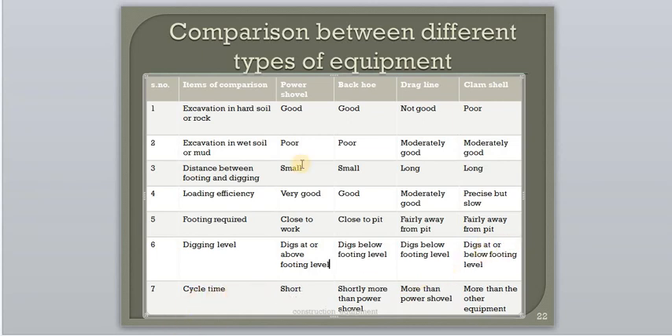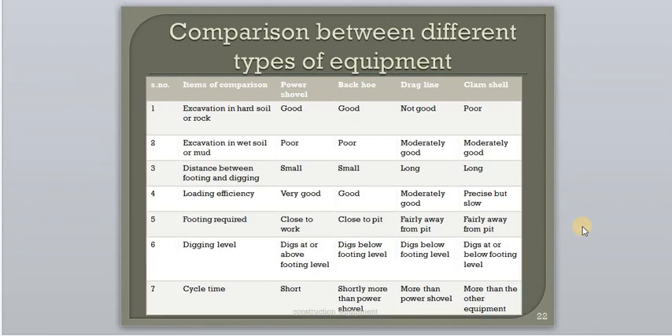What is the cycle time, the cycles per minute? For the power shovel it is a short cycle time, whereas the backhoe has a cycle time slightly more than power shovels, and the dragline has more than the power shovel and the other equipment. Clamshell has the most cycle time. Cycle time determines the speed at which the work can be done.